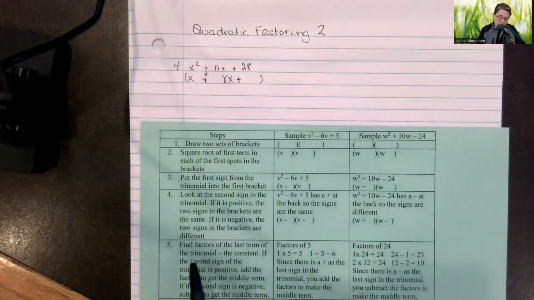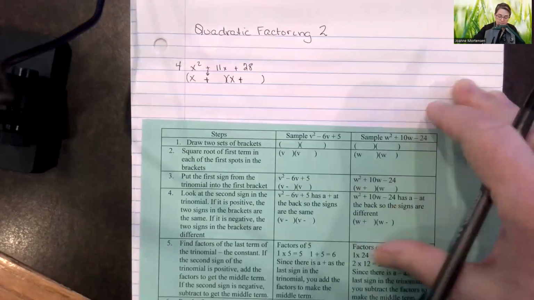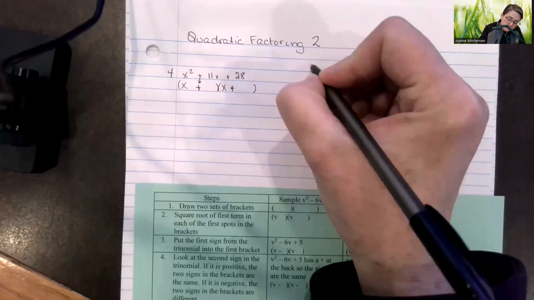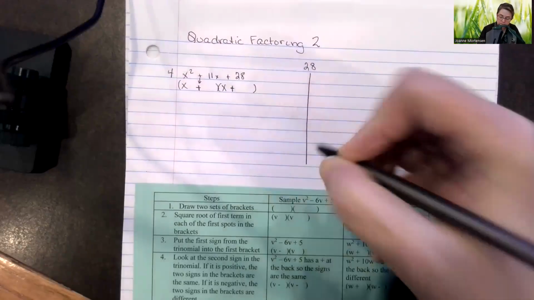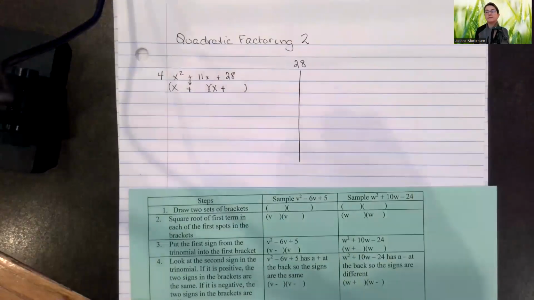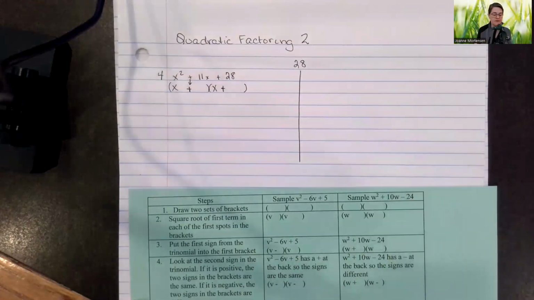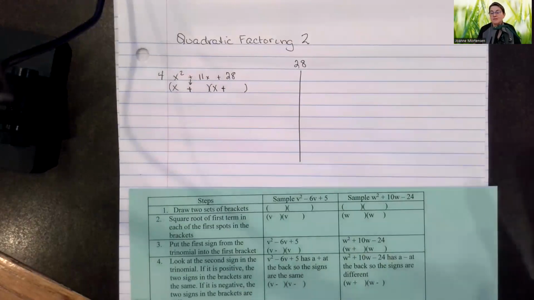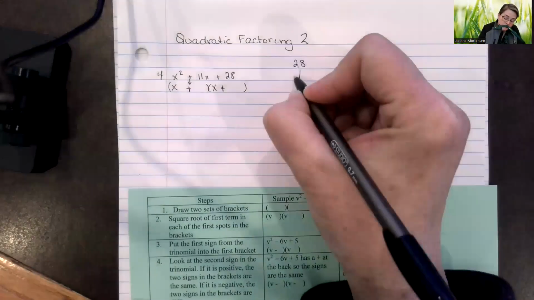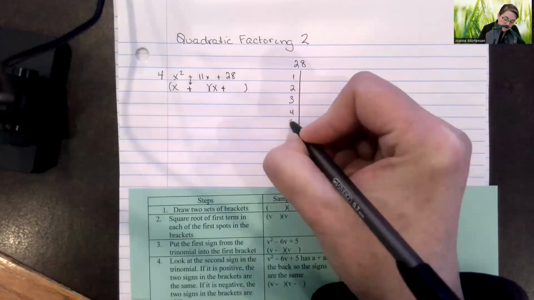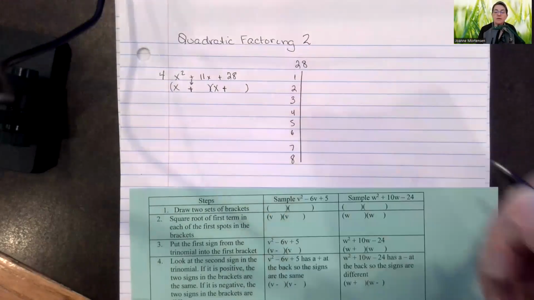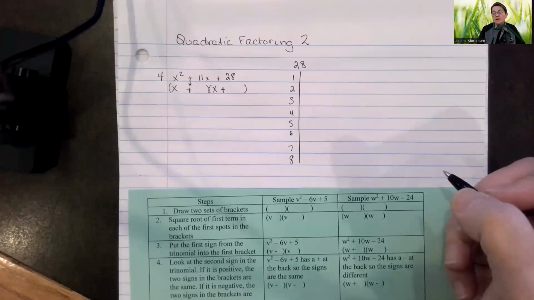And now it says, find the factors of the last term, the constant. So I need to find factors of 28. I should clarify, you don't necessarily have to do this kind of factor list, but for me, it's easy to teach it this way. It's easy to explain, because sometimes you can just look at 28 and know what the 2 factors are that you need. 1, 2, 3. I'm going to go with 8, should probably be enough. If not, I'll go longer.